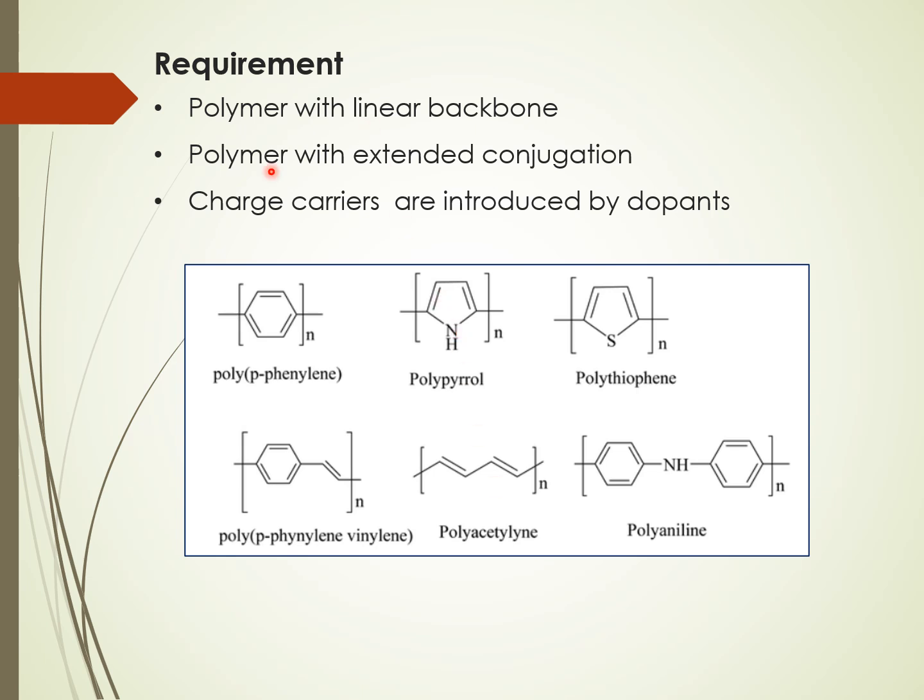To prepare a conducting polymer, what is required? We need a linear polymer backbone. Polymer with extended conjugation is the next condition. Third condition, a dopant to be introduced for charge carriers. We have different conducting polymers, namely polyphenylene, polypyrrole, polythiophene, polyphenylene vinylene, polyacetylene, and polyaniline. These are a few examples where we have double bonds and conjugations everywhere. This conjugation, this pi electron cloud, makes them conducting in nature.